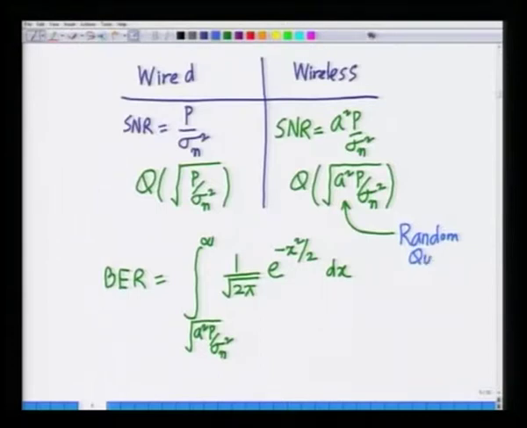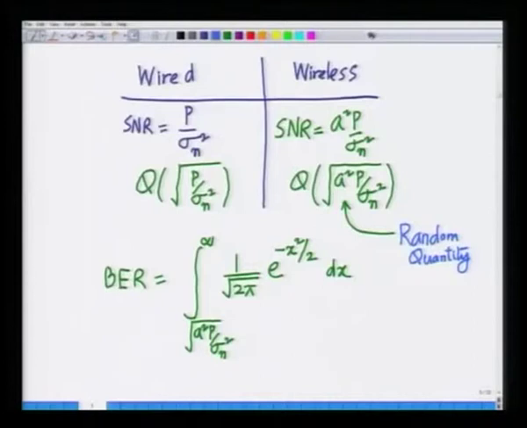We said earlier that a, which is the gain of the Rayleigh fading channel, depends upon the random multipath components. Hence, it is a random quantity. In fact, we said this random variable has a Rayleigh distribution, which means this bit error rate is going to be a function of this random gain of the Rayleigh fading channel. Hence, to get the average performance of this Rayleigh fading channel, I have to take this bit error rate, which is a function of this random quantity, and average it over the distribution of that random variable.